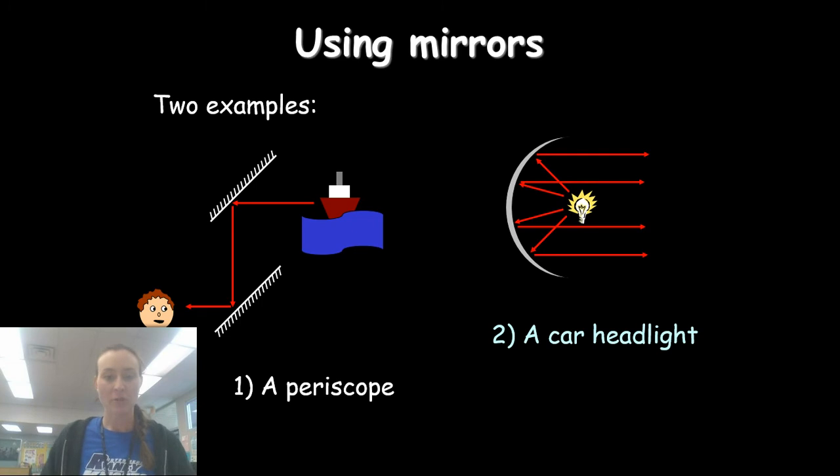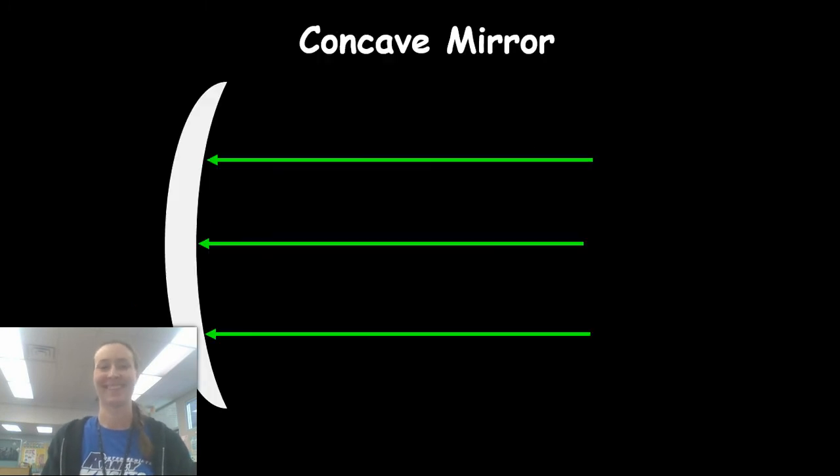Alright, so we use mirrors to help us see in different ways. An example is a periscope. So submarines under the water can see above the surface. Oh, we already did that one. Concave mirror. Something we haven't done yet.